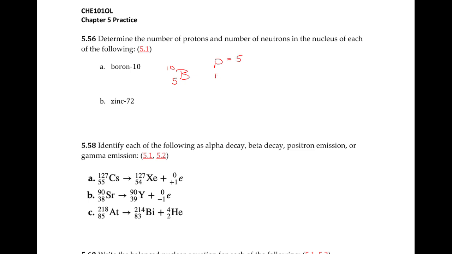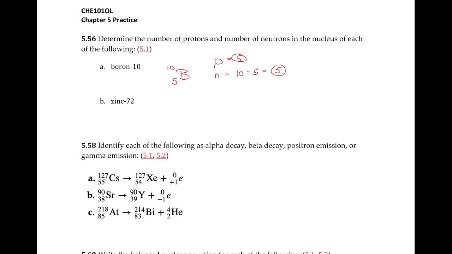And the number of neutrons is equal to the mass number minus the atomic number. So the number of protons and neutrons, subtract the number of protons. I'm going to put 10 minus 5 here, and I get 5. So I have 5 protons and 5 neutrons. Let's take a look at the next one.